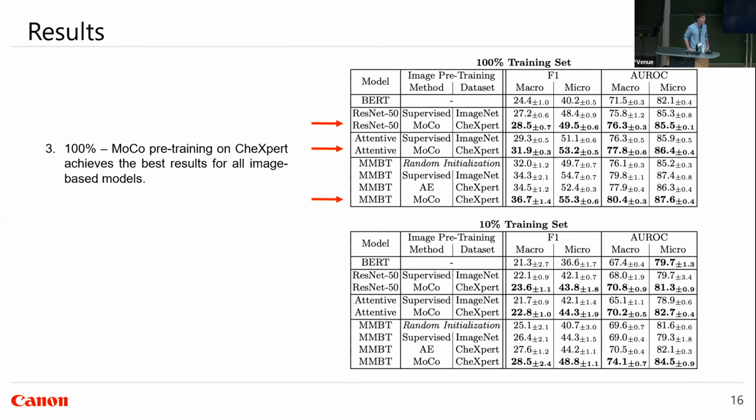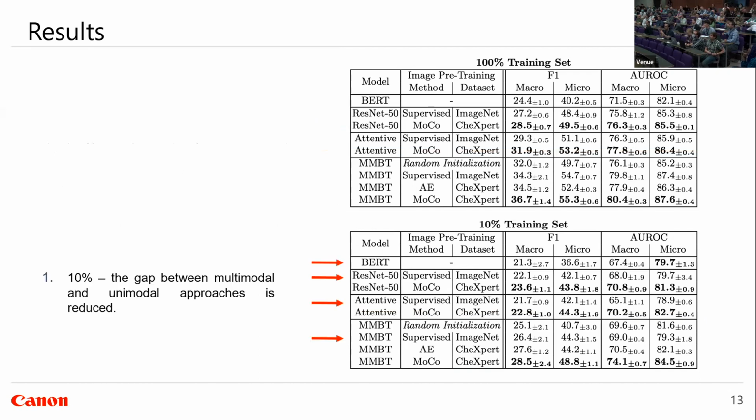Sorry, can you repeat this? You mentioned when you were talking about the second table that the difference in the improvement is smaller with a 10% training set. I'm just wondering if you can give any reasons why. You mean between the two unimodal baselines compared to the multimodal baselines? In this example, you can see that ResNet 50 alone, when using the standard supervised ImageNet pre-training, compares as well as the multimodal attentive model.